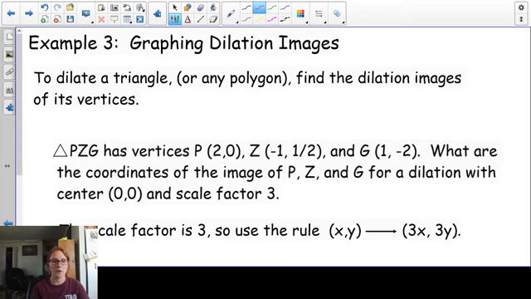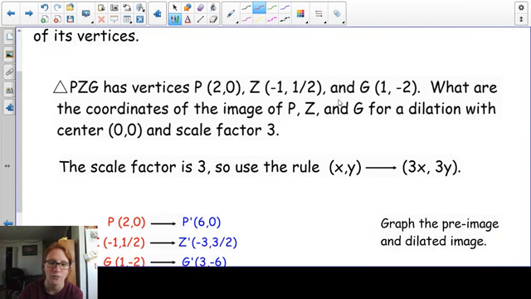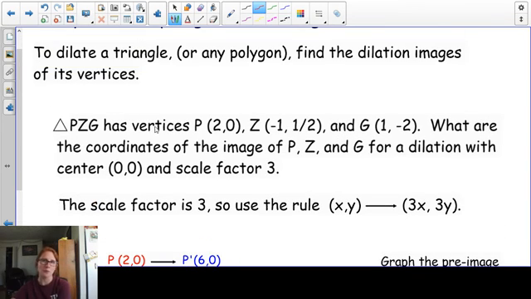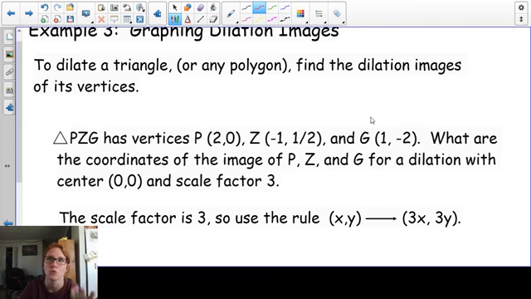All right, now we're going to go ahead and actually graph our own dilation. So to dilate a triangle or any polygon, we're going to find the dilation of its vertices. So I'm originally given this triangle of P at 2, 0, Z at -1, 1/2, and G at 1, -2. Mine is on the next slide, so I'm going to have to flip a couple slides. You can go ahead and just graph it as you see it.